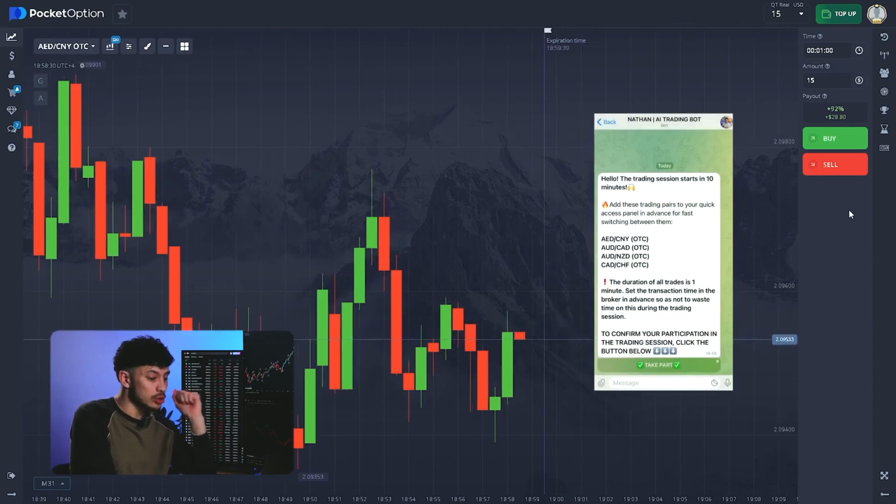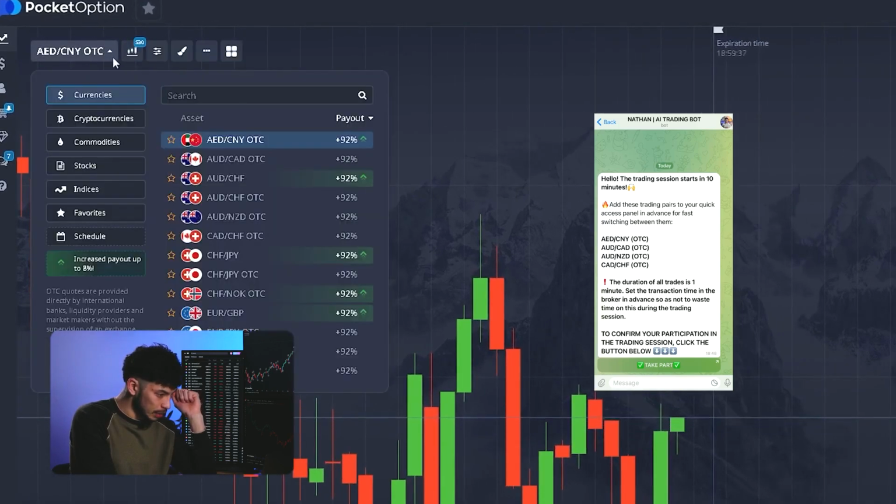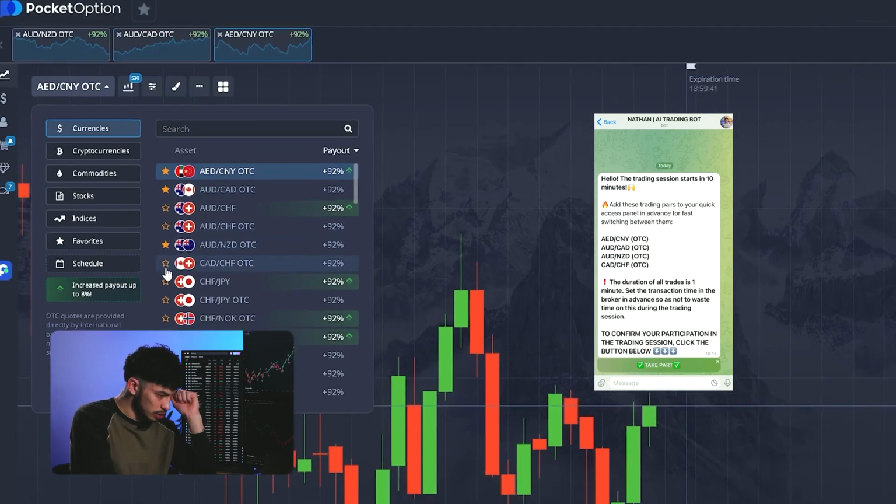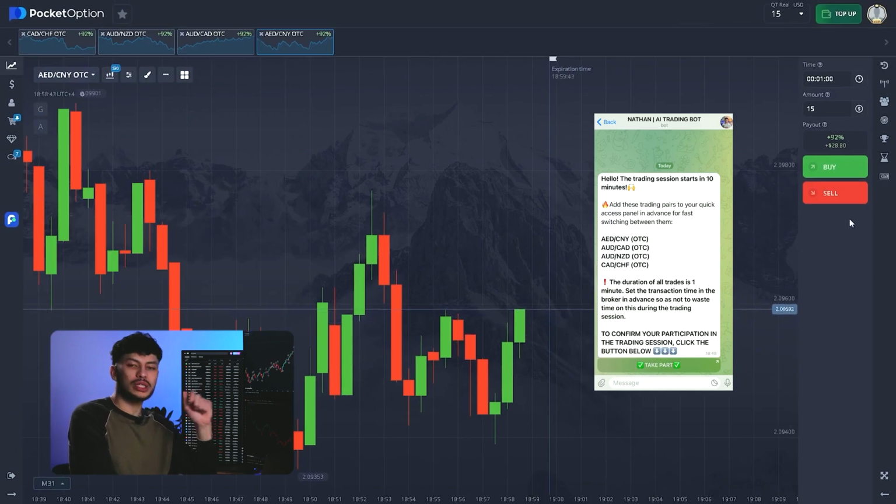Alright, let's move on to my favorite part. By the way, my bot has already started working and sent me the pairs with the most promising opportunities. Let's select them. Okay, this one, and that one. Right, we won't be using indicators, the bot doesn't need them. Alright, we're ready and I hope you're too.